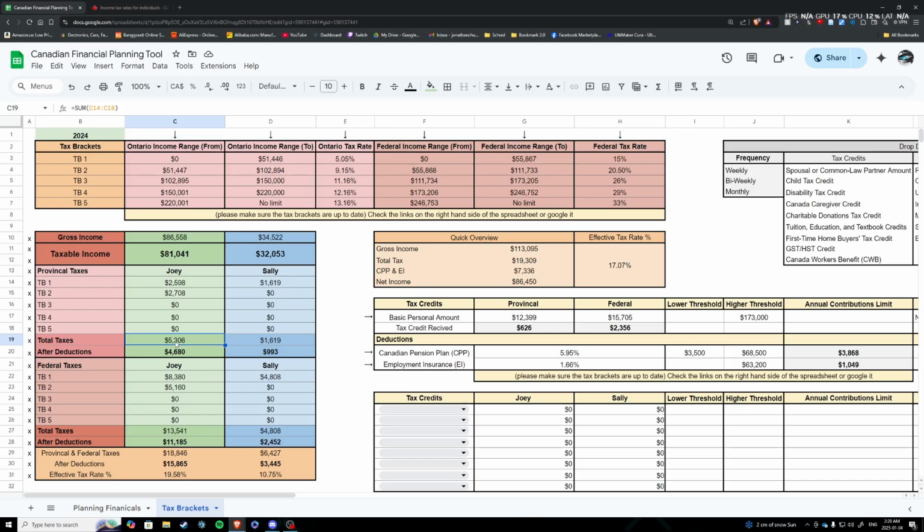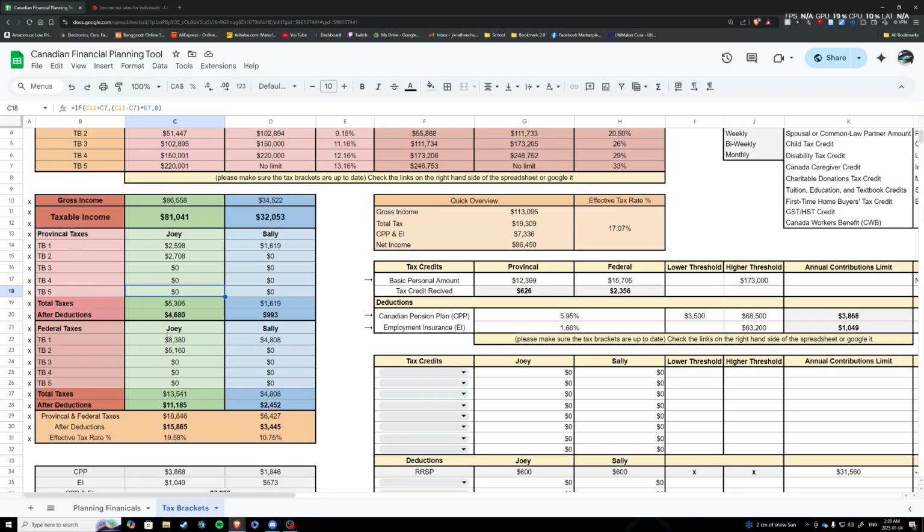And then you can see the total taxes that Joey would have to pay, and then you can see after deductions. So that's for provincial, and the same thing is for the federal. $8,400 for the first tax bracket and roughly $5,000 for the next tax bracket. That's a total tax of $13,500. And then you can see your after deductions, and then the combined federal and provincial taxes, after deductions again, and your effective tax rate. Same thing applies to Sally.